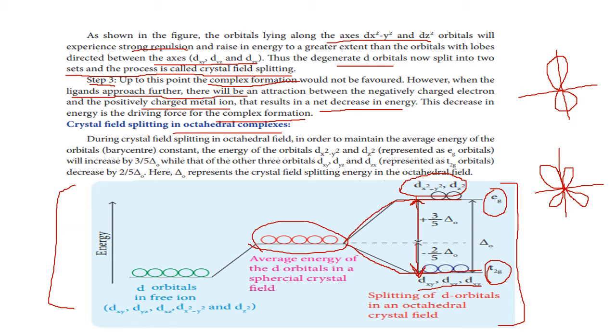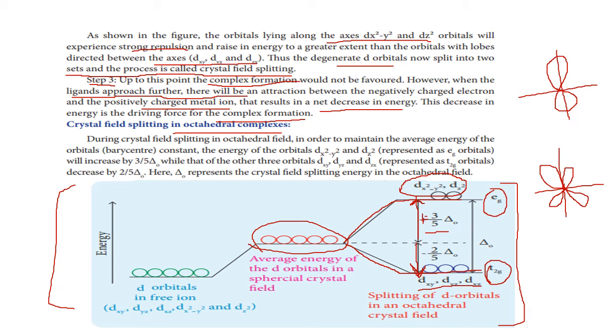Then the increase in energy is represented by 3 by 5. How are we considering this 3 by 5? This I am going to explain. We have 3 orbitals, dxy, dyz and dzx, out of 5 orbitals. So we have to put 3 here. Since the arrow is pointing upwards, we have an increase in energy, so we have to put a positive sign. On the opposite side, we have 3 orbitals out of 5 orbitals. So 3 by 5. So plus 3 by 5 delta naught.